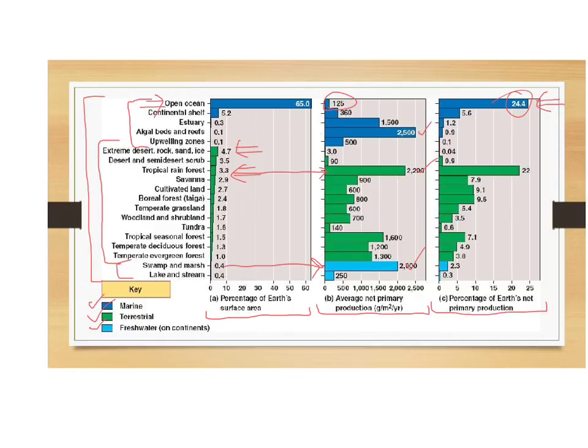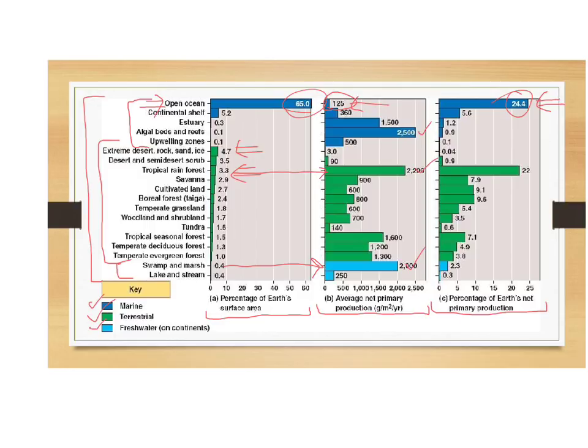However, the open ocean doesn't have the highest average net primary production. Look, this is what I'm looking at right here. But because it is so large, it is still going to be the biome that produces the most, that has the highest net primary production on Earth. Open ocean has the highest net primary production on Earth, but that doesn't mean that it has the highest average net primary production.